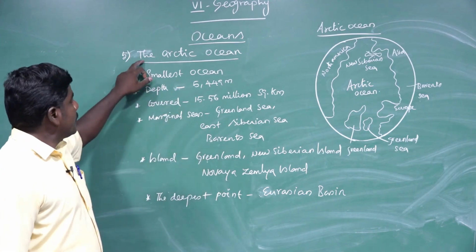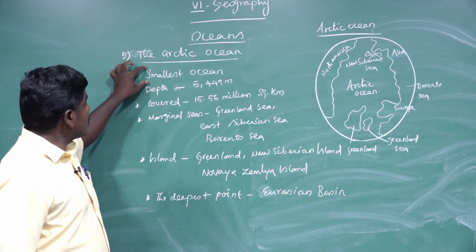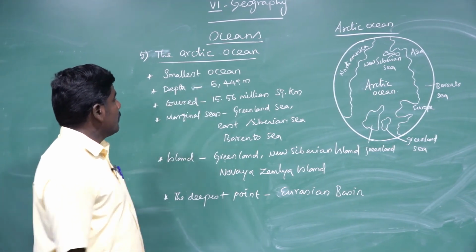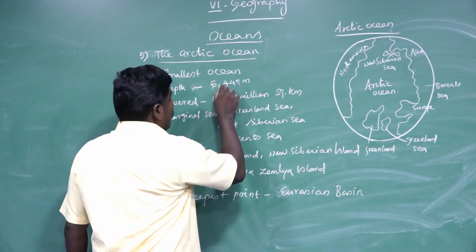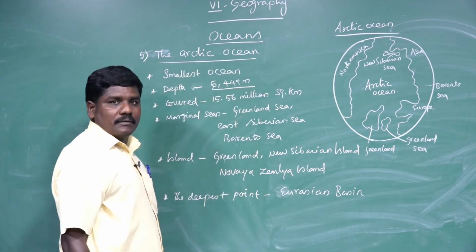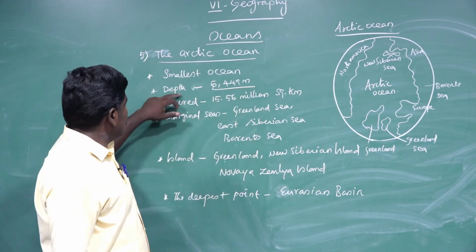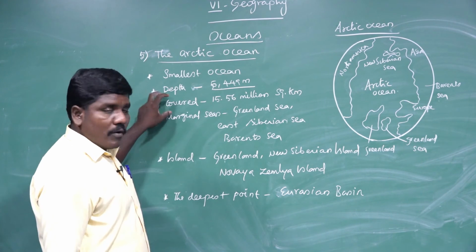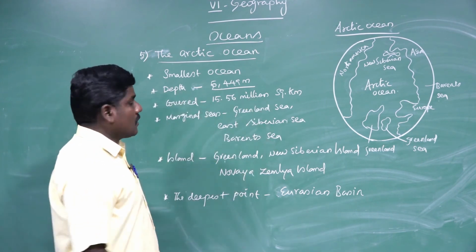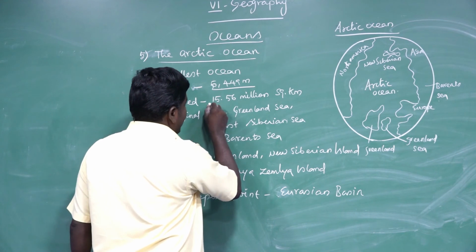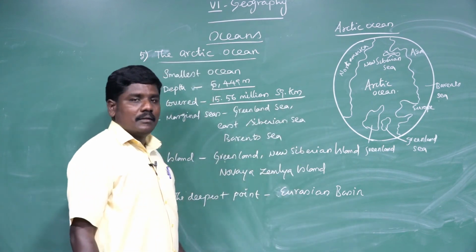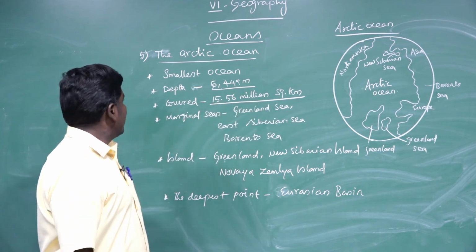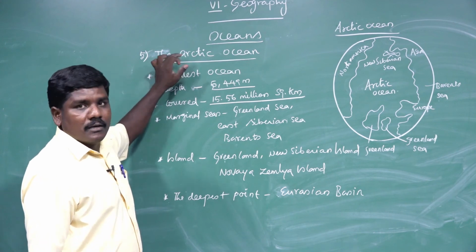Next ocean, the Arctic Ocean. So that is the last. It is the smallest ocean in the world. The depth of the Arctic Ocean is about 5,449 meters. It covers an area of 15.56 million square kilometers. So this area is covered by the Arctic Ocean.